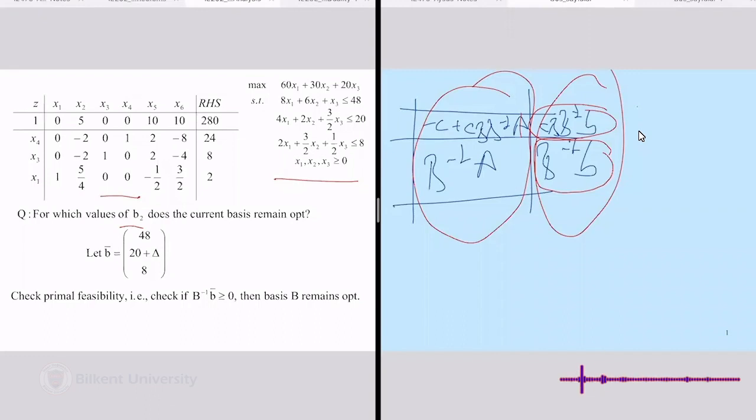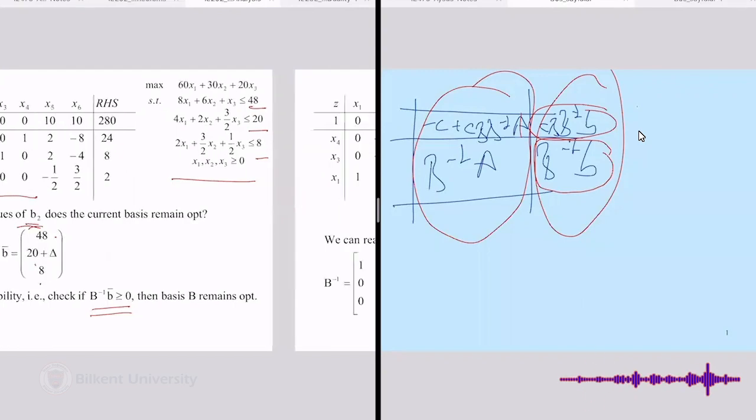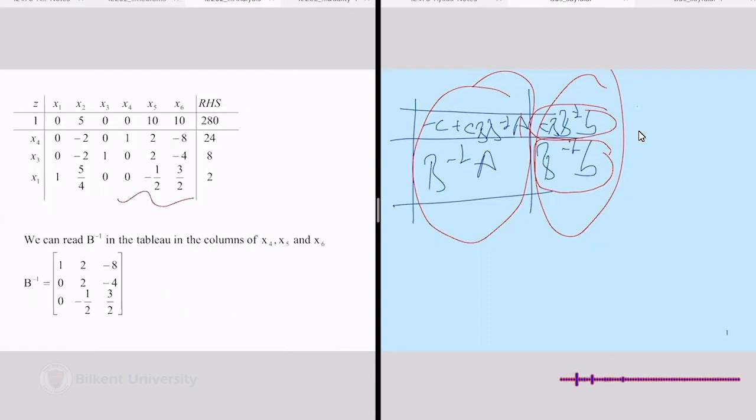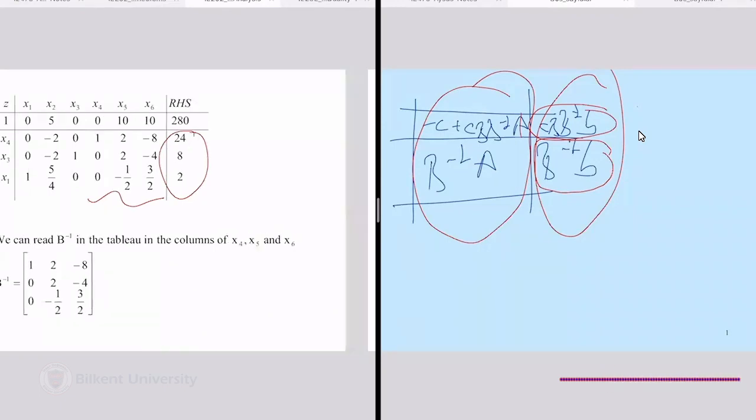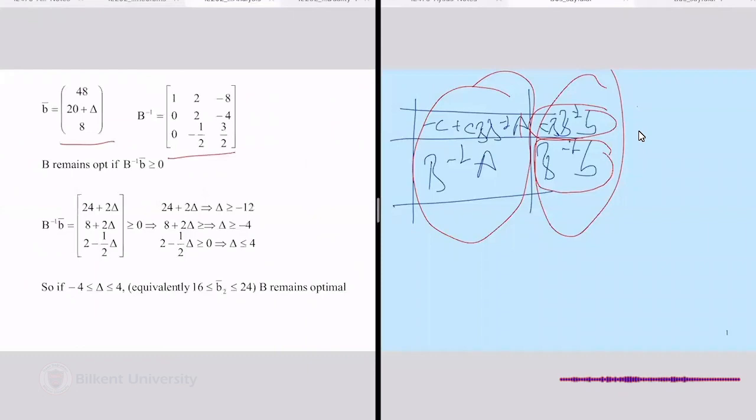The current basis will remain optimal whenever this B inverse B remains non-negative. My original B was 4828, and the question asks how I can change B2. So 4828, and instead of B2, I just put a delta, because I'm asking for which values of delta this basis remains optimal. You just do the math: B inverse is here, and B is going to be 24, 8 plus 2 delta. So B inverse is multiplied with B tilde.